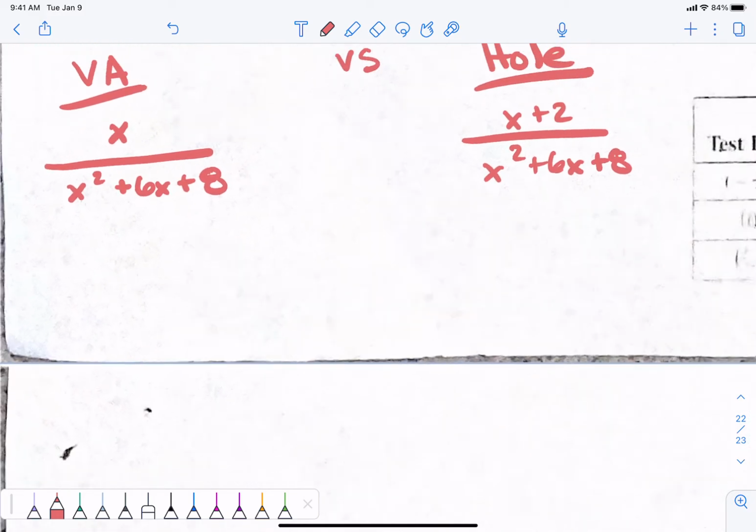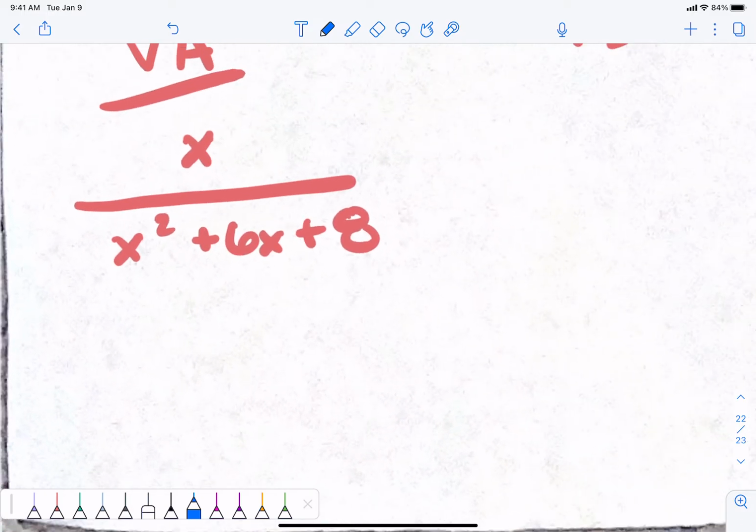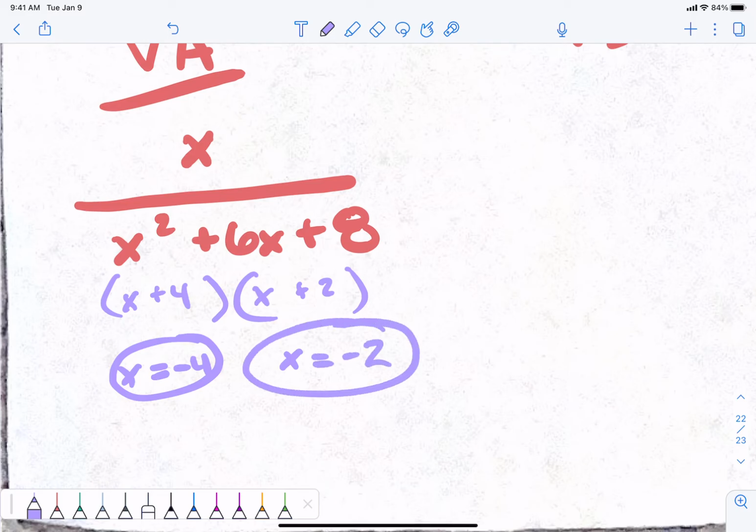Let's break these 2 down. For the VA, we're trying to break the bottom down. Factors of 8 that add to 6: 4 and 2. So x plus 4 and x plus 2. In this case, if I set each one of those equal to 0, I would have a VA at -4 and a VA at -2. I would have 2 VAs there.